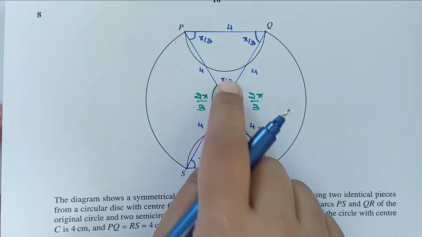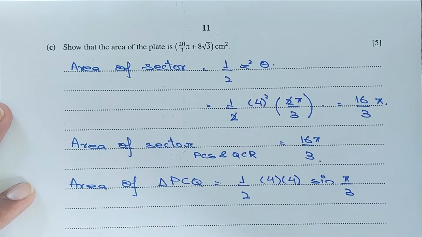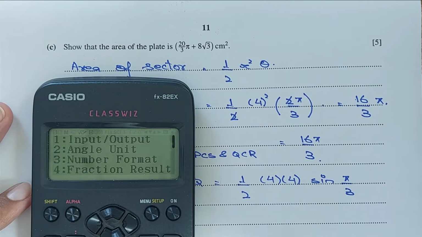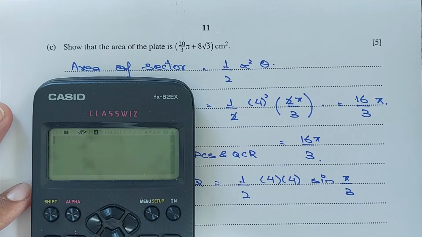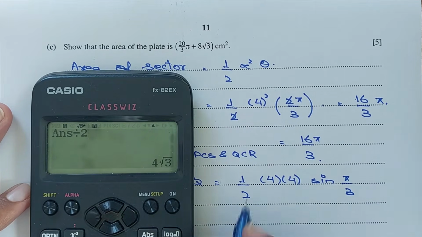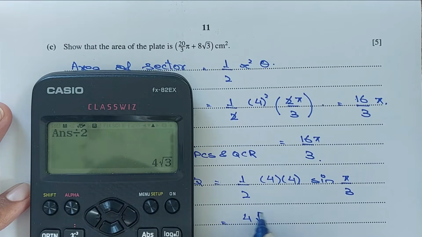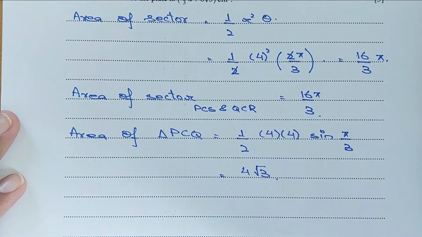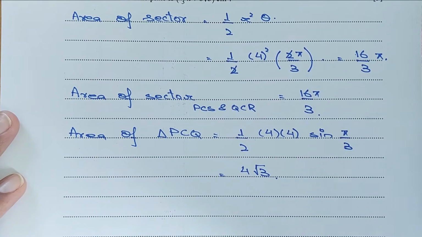Half the two sides and sine of angle between them, right? So now let me calculate in radians. We can do in radians. Number 2, sine pi by 3, which is square root of 3 by 2 times 4 times 4 divided by 2, which is 4 square root of 3, right? So that is the area of a triangle, and we have to subtract the area of a semicircle.